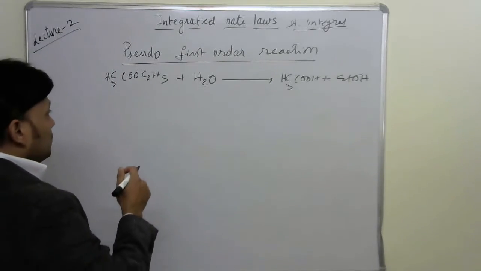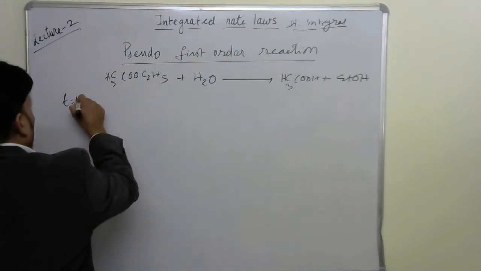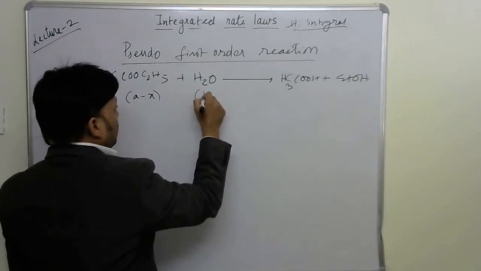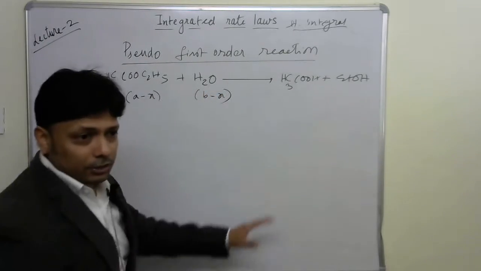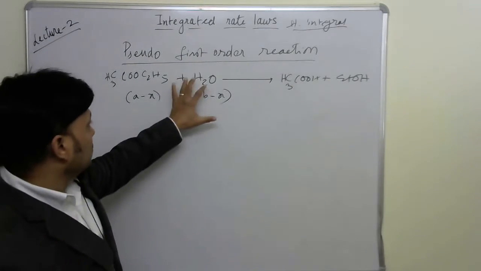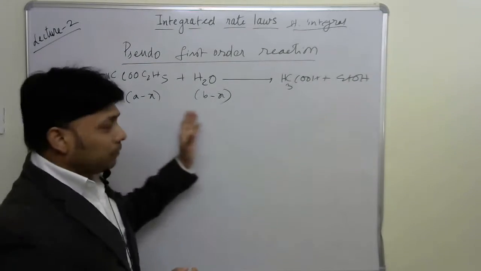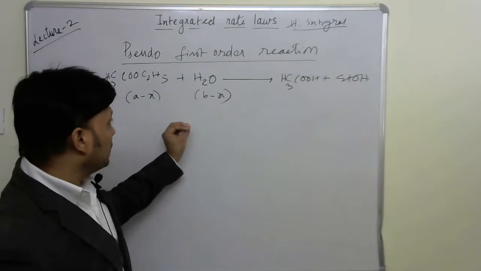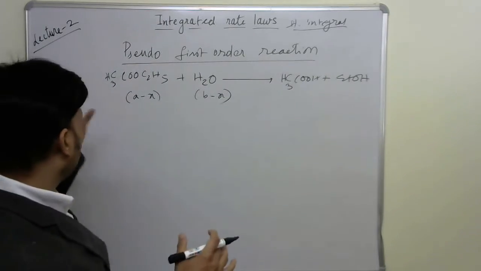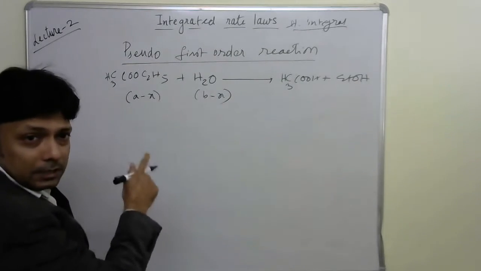So we can say that at any time t, the concentration is a minus x for the ester, and for water it is b minus x. But the only problem here is that water is present in huge excess, and at the end of the reaction there is practically no change in the concentration of water, because it is present in such a huge excess with respect to the initial concentration of the ester, that is a.